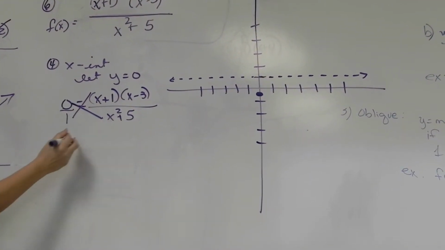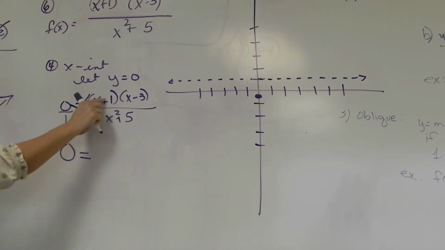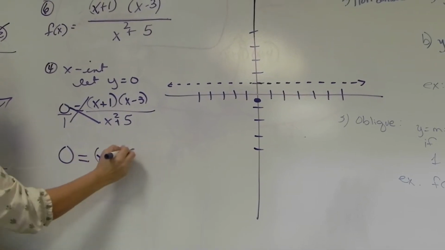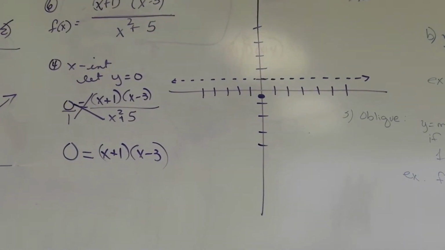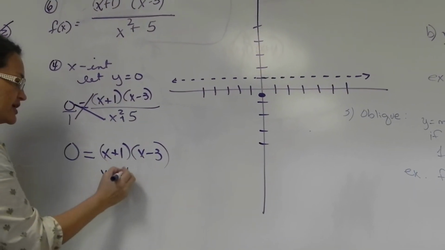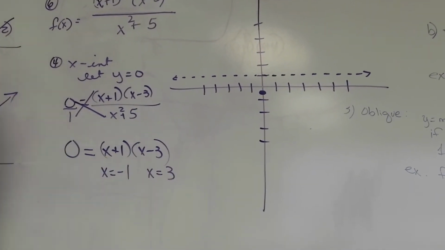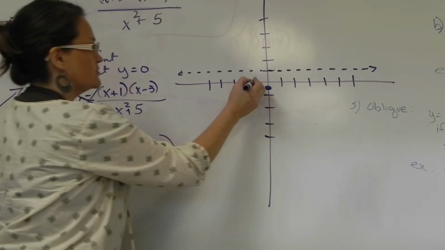0 times the denominator is 0, 1 times the numerator. So the shortcut, if you want to make a note, is just set the numerator equal to 0. And so we get 2 x-intercepts, negative 1 and 3. All right, so I'm going to dot those in.